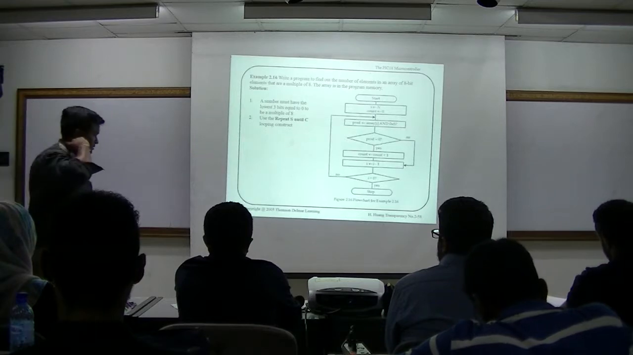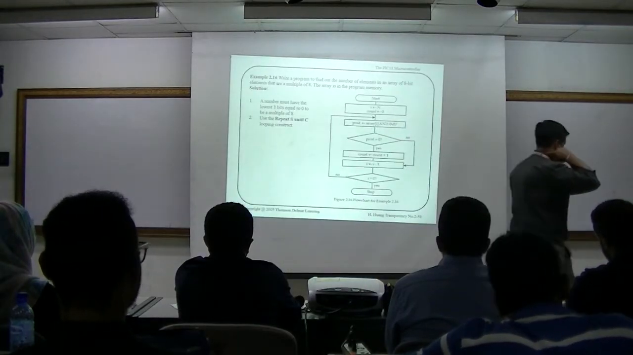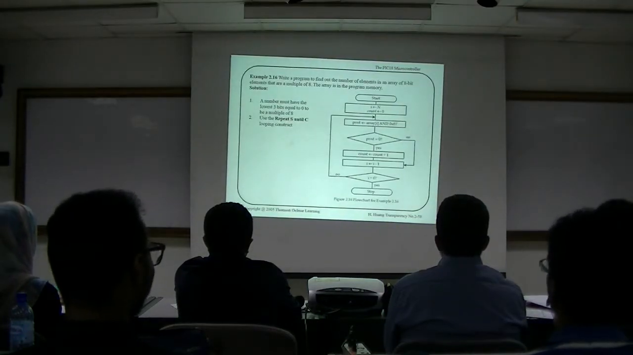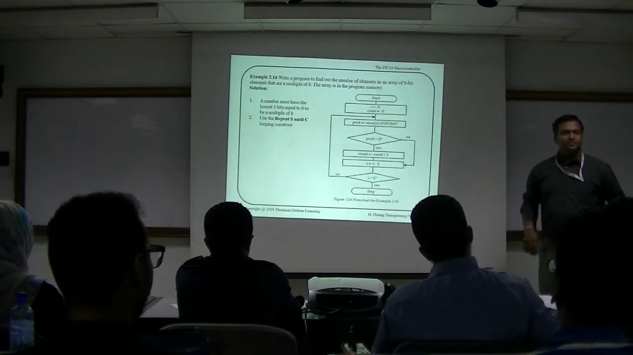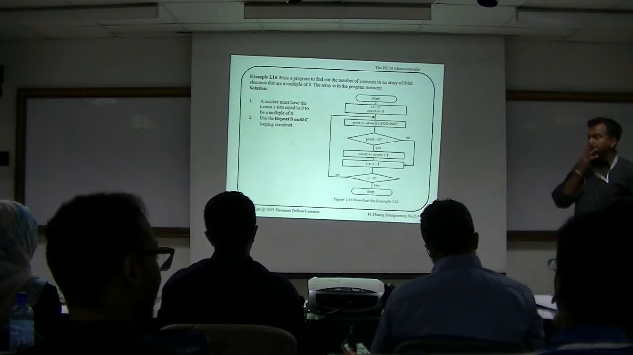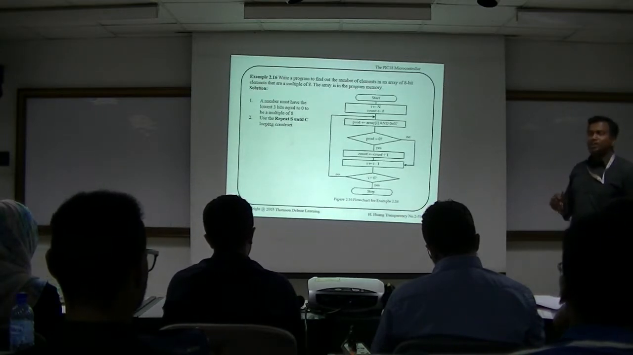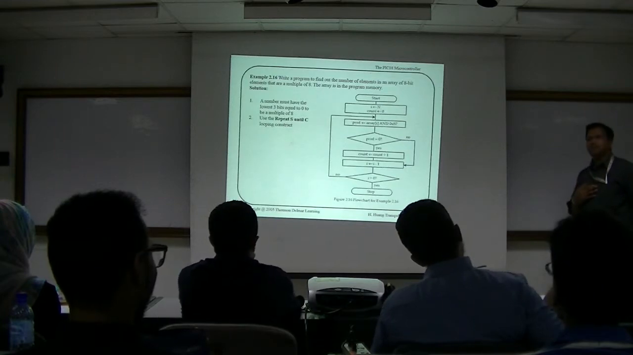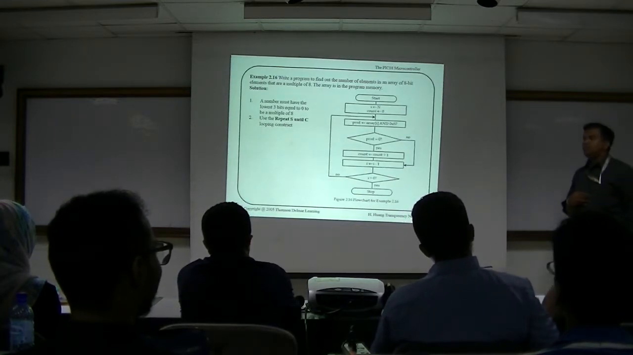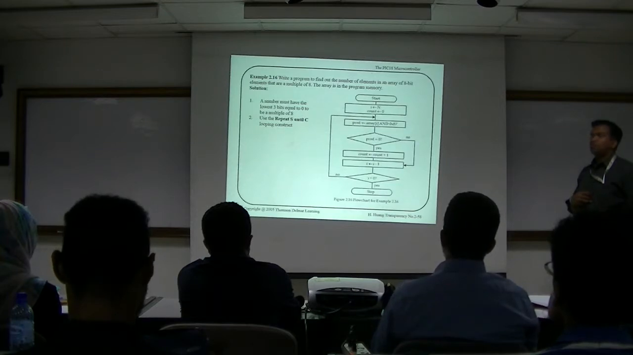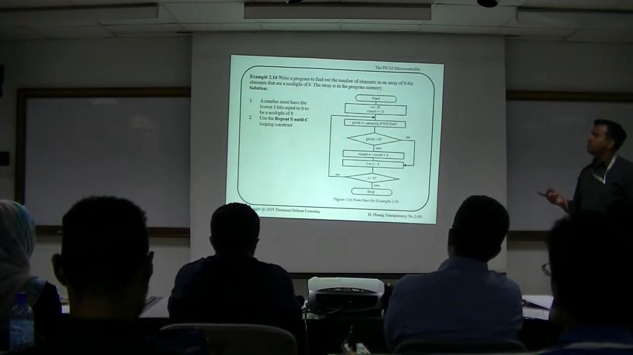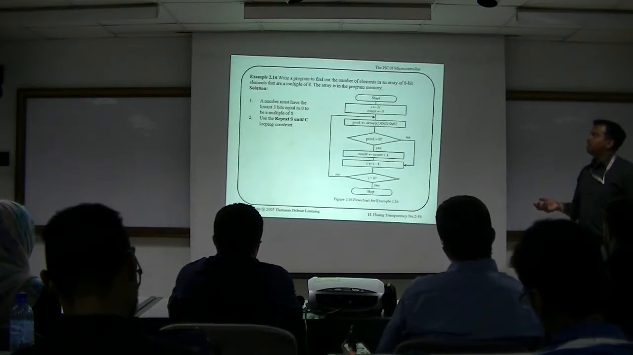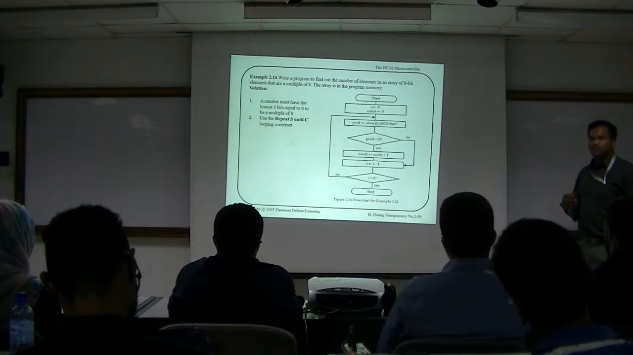So here in this example, write a program to find the number of elements in an array of 8-bit elements that are multiples of 8. The array is in program memory. Now let's try to analyze this question and understand it. We say write a program to find the number of elements in an array of 8-bit elements that are multiples of 8. What do you understand from that?